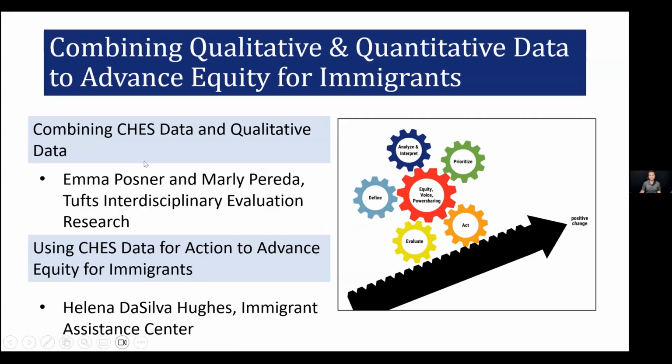So now we're going to have the opportunity to hear from several speakers about their experience with combining CHES data and qualitative data to advance equity for immigrants. First, we're going to hear from the Tufts Interdisciplinary Evaluation Research Group, which we'll refer to as TIER. We have Emma Posner, Michelle Thompson, and Marley Pereda here. Then we will hear from Helena DaSilva Hughes from the Immigrant Assistance Center. After they've all had a chance to speak, we will have a question and answer session.